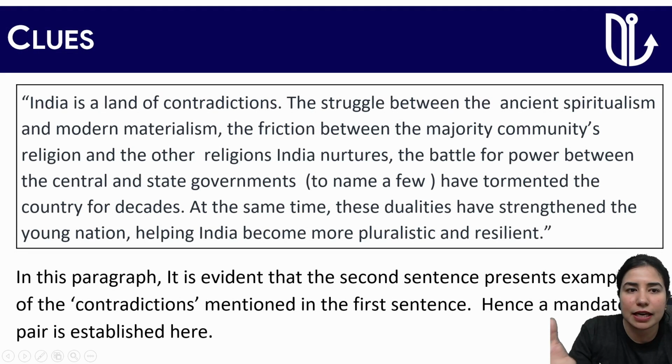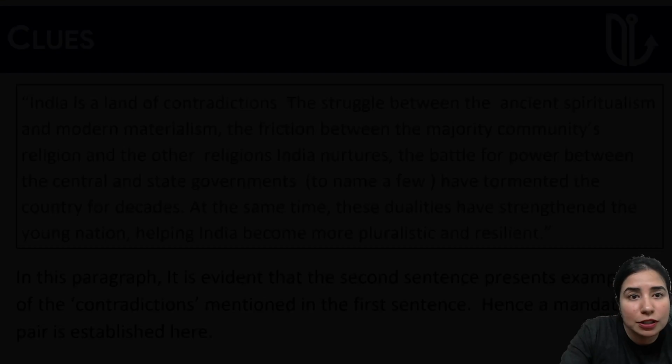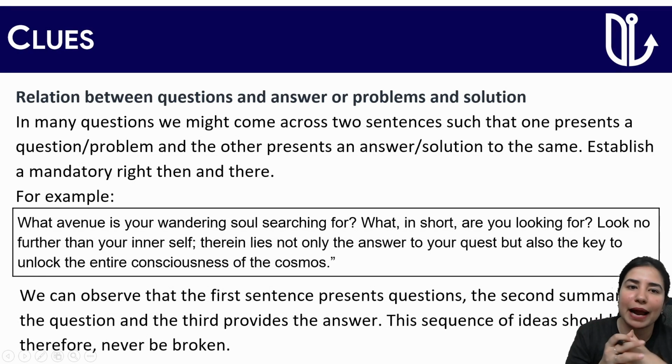There can be a relation between a point and examples that you can consider. Like you take this: India is a land of contradiction. The struggle between ancient spiritualism and modern materialism, the friction between the majority community's religion and other religions. So how it's a land of contradiction is being elaborated in the further sentence, right? Presenting the example. So again, you can have a major point and then illustrations happening. You can look for such relationships to establish mandatory pairs.